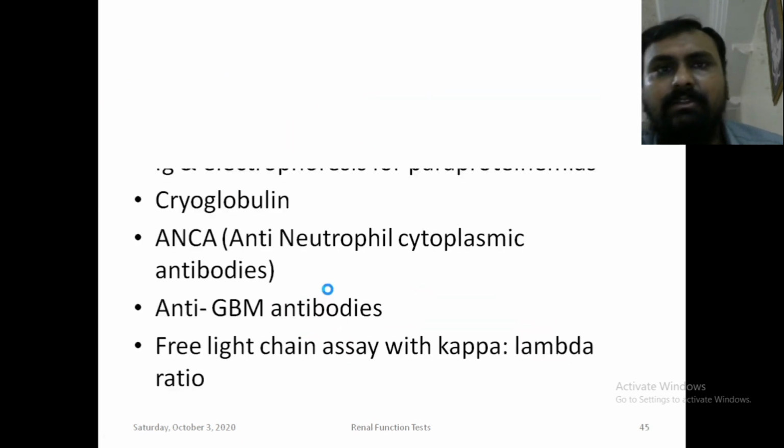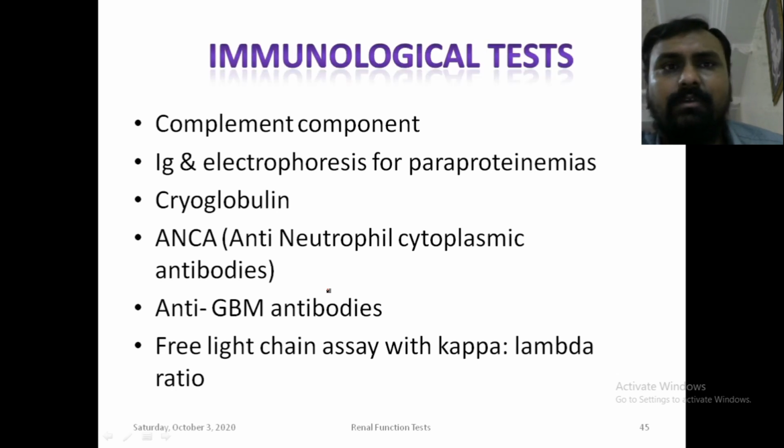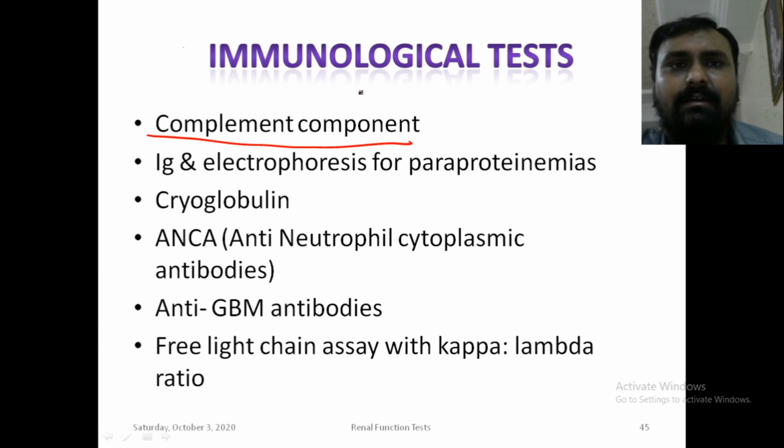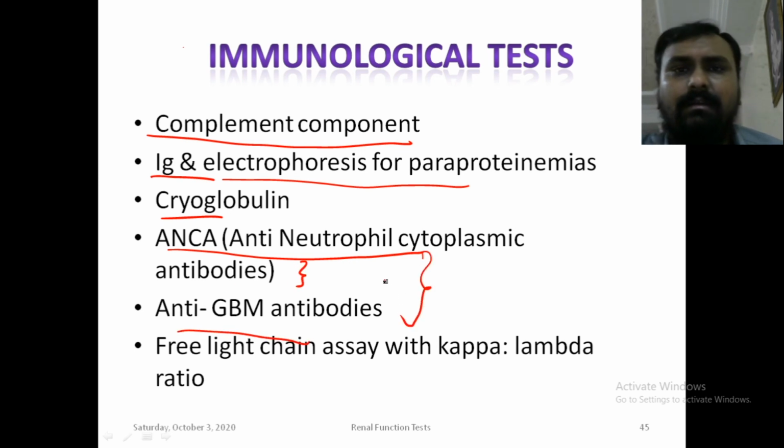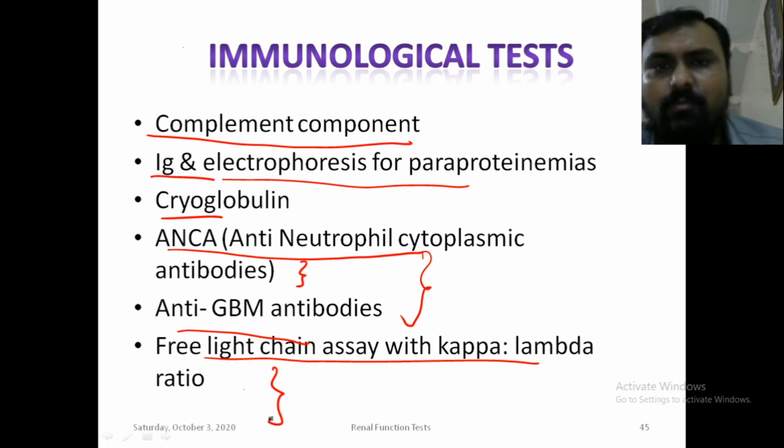Now there are immunological tests, like complement components that we can measure by ELISA or chemiluminescence, immunoglobulin electrophoresis for paraproteinemia like multiple myeloma, cryoglobulin, and for autoimmune disease, anti-neutrophil cytoplasmic antibody and anti-GBM antibodies. All these antibodies will help us know whether there is autoimmune disease or not. Then the free light chain assay with kappa lambda ratio is helpful in plasma cell tumors like multiple myeloma.